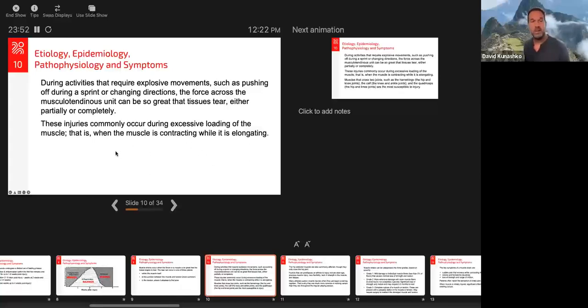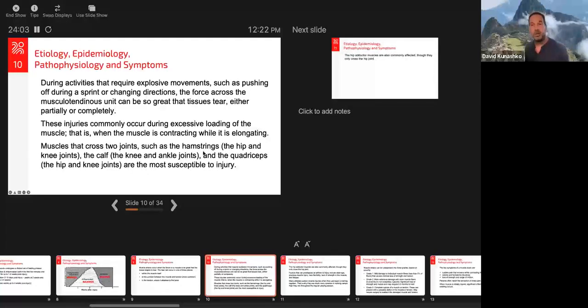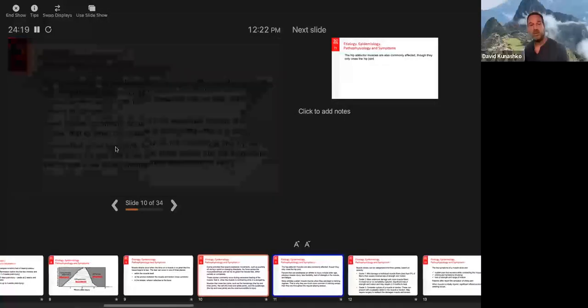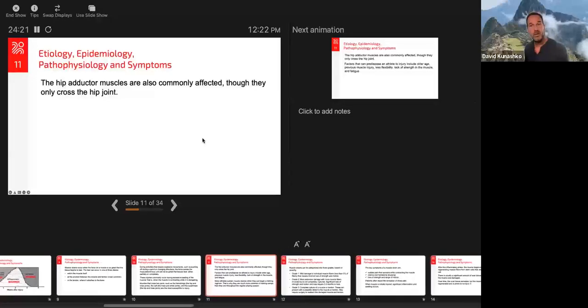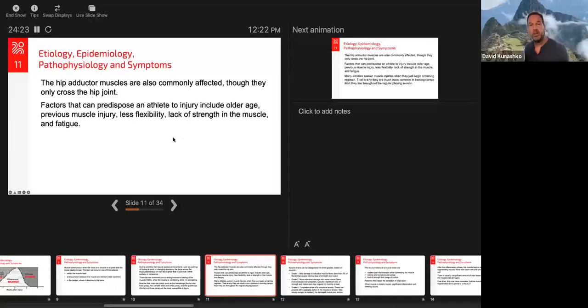Usually it's a partial tear. These injuries occur commonly when there's excessive loading, especially when the muscle is contracting while it's elongating. Muscles that cross two joints are the ones most commonly affected, like the hamstring muscles, or muscles that cross the knee and the ankle joints, like the gastrocnemius, for example, and the quads, very commonly injured, strained muscles. The hip adductors are also commonly strained, but they of course only cross one joint.